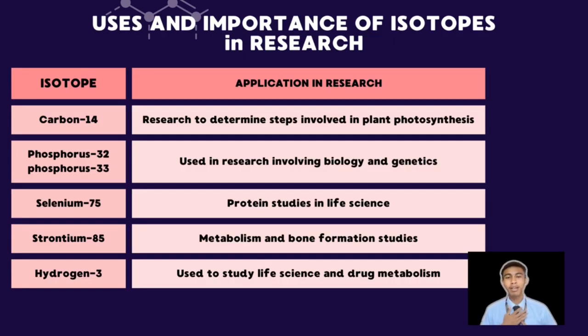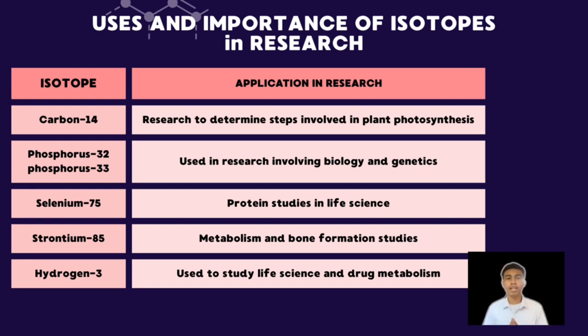Now I am going to explain the use and importance of isotopes. My explanation will focus on two main parts. First, isotopes used in research. Second, isotopes used in industrial applications. Before that, isotopes are atoms of the same element that have the same number of protons but different mass numbers, right? Because of this, different isotopes have special properties that make them very useful in science and industry.